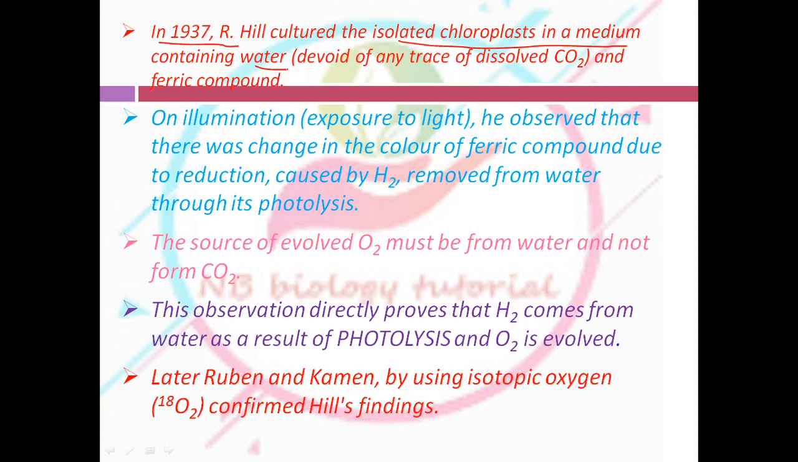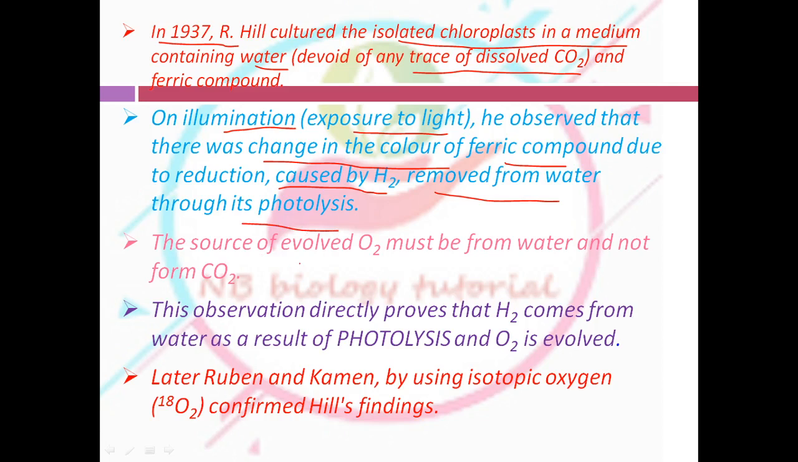Isolated chloroplast in a medium containing water, devoid of any trace of dissolved carbon dioxide, and the ferric compound. On illumination, that is, when it is exposed to the light, he observed that there is a change in the color of the ferric compound due to reduction, caused by the hydrogen removed from the water through its photolysis.